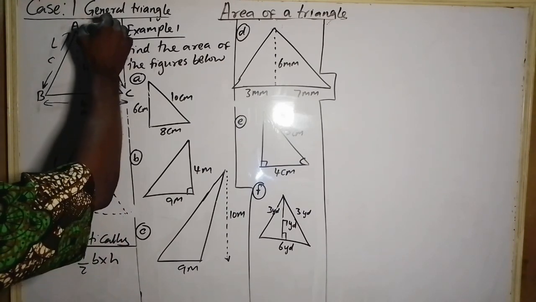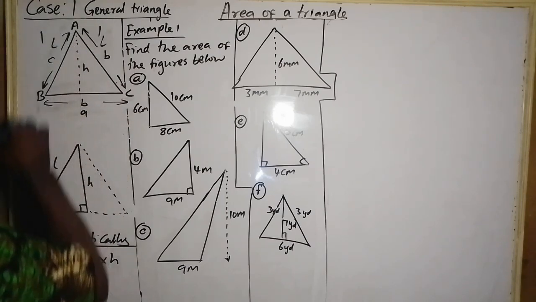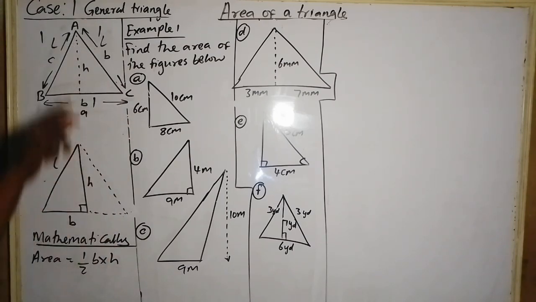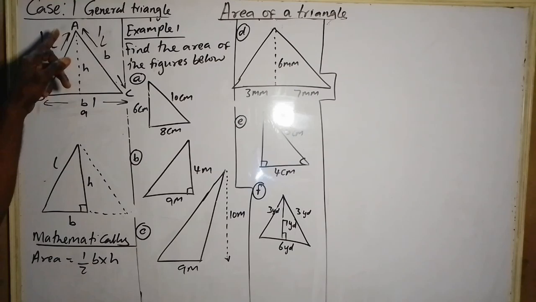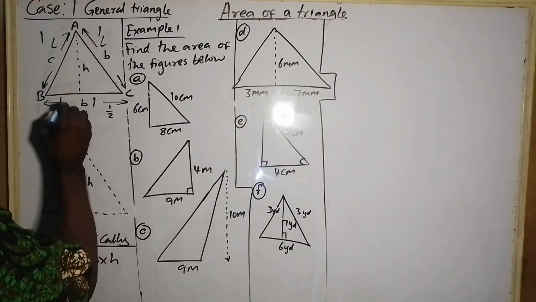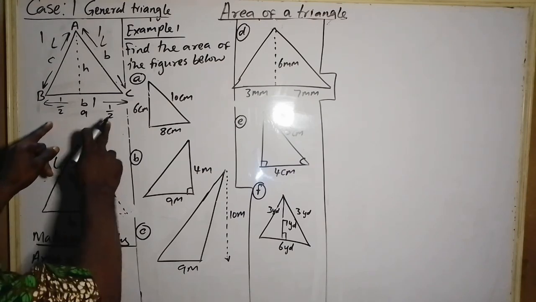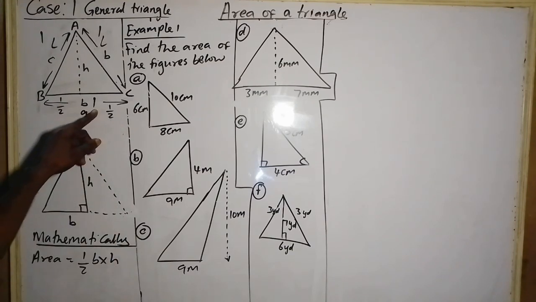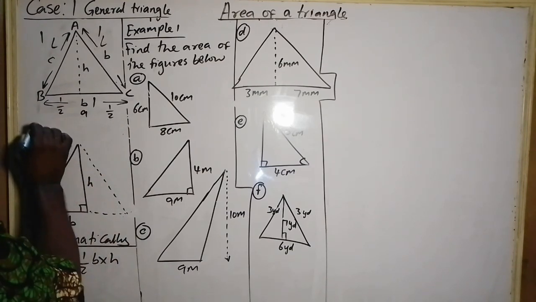Therefore, if this side is 1, and this side is 1, and this side is also 1, and we divide the triangle into 2, this side is going to change to half, and this side is going to be half. So when we add up this half together, we're going to have our 1.